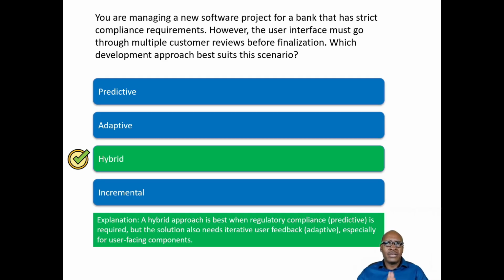We could not have used a strictly predictive approach because we were told that the user interface must go through multiple customer reviews before finalization, and therefore a predictive approach will not be the best approach solely for this purpose. And we could not have used a solely adaptive approach because, as we said before, you have an aspect of the project where high regulatory compliance is required, and therefore it would be best for us to have proper planning and all that is necessary in place to make sure that we fall in line with the regulatory compliance. So therefore it is best for us to use a hybrid approach in this scenario.